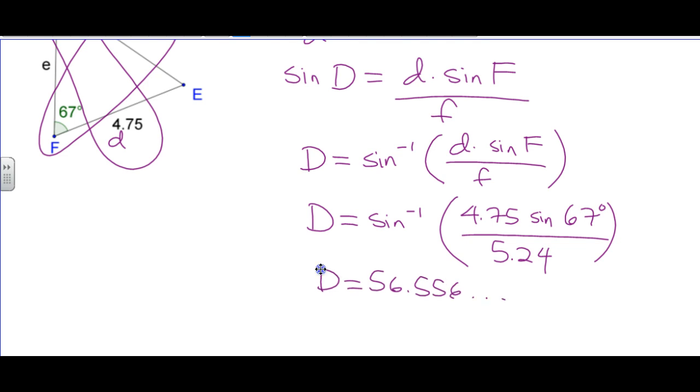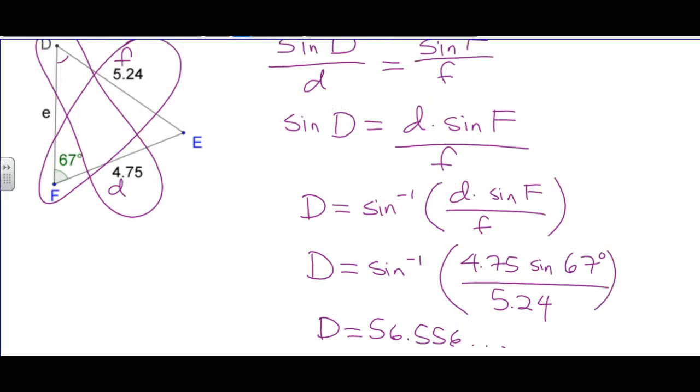D is not what I want. I will not round anything except for the final answer. The final answer is little e. Okay, and how are we going to get little e? We're going to have to use a calculated value, right? We're going to have to calculate angle E.